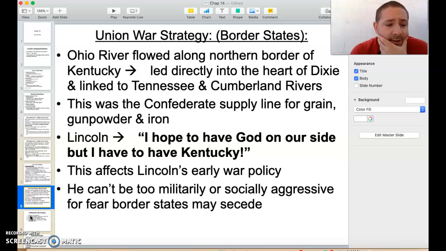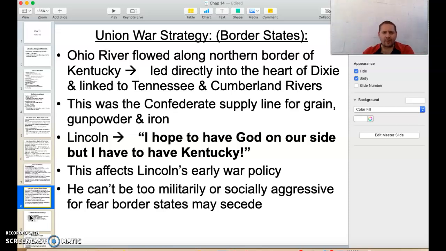So Missouri winds up staying with the North. Kentucky winds up staying with the North. Virginia split. So you have a North Virginia, you have a West Virginia, and just Virginia. And West Virginia stays with the North. Maryland stays with the North, and so does Delaware. Virginia, North Carolina, Tennessee, and Arkansas, these other border states, wind up seceding and join the Confederacy.